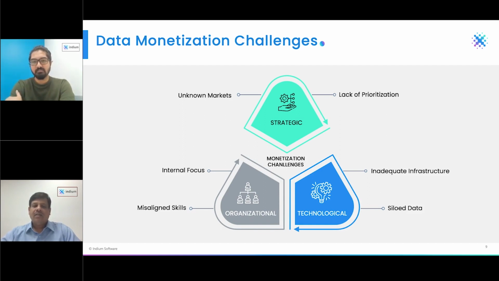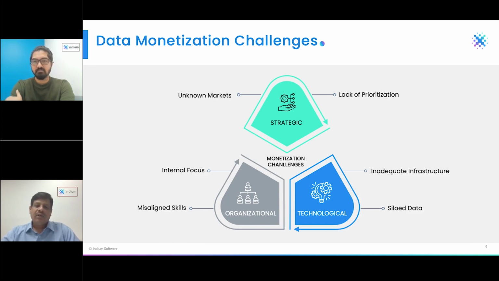Second is the organizational challenges. You will have an internal focus, which is more on the existing set of challenges that you're driving at. You're not looking at the bigger picture in terms of how this data can be harnessed further and then taken to the market outside. The skill set required to take care of these kinds of initiatives is again misaligned. There are huge gaps with respect to the way that monetization needs to happen for data versus building simple insights.